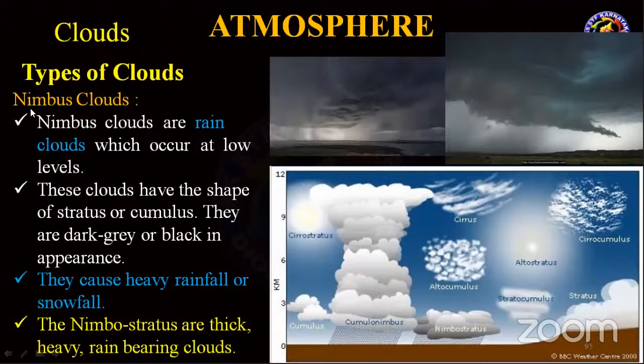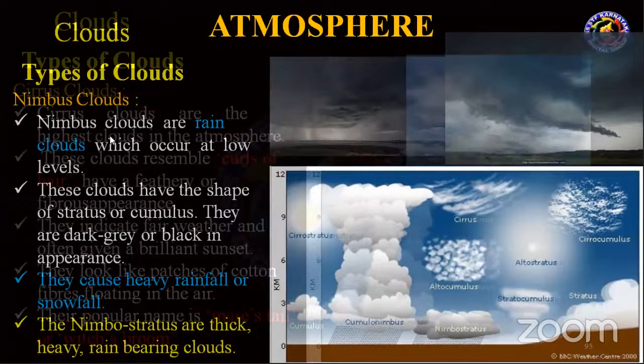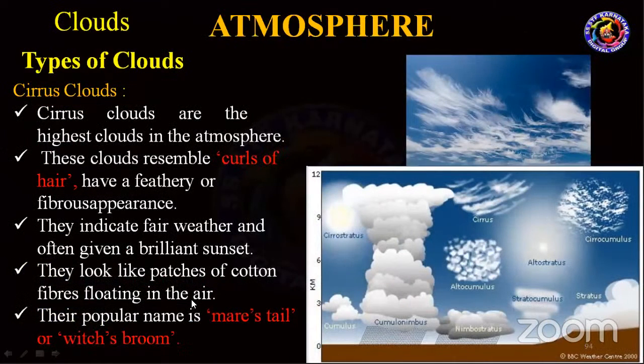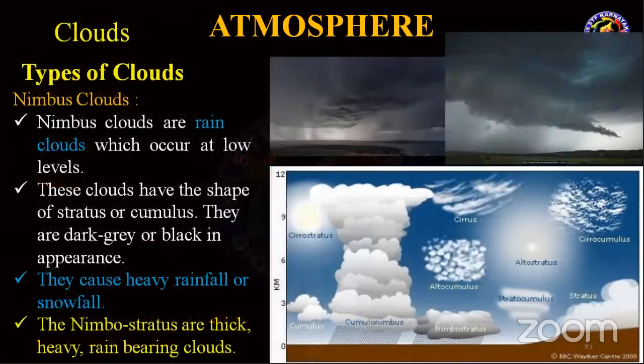And the fourth, the last one, is nimbus clouds. Cirrus clouds are the highest clouds. They occur at a very great height from the Earth's surface. But the last one, nimbus clouds, occurs very near to the Earth's surface, like the stratus clouds, and these are black in color. These may cause heavy rainfall. These may even bring thunder and lightning also.